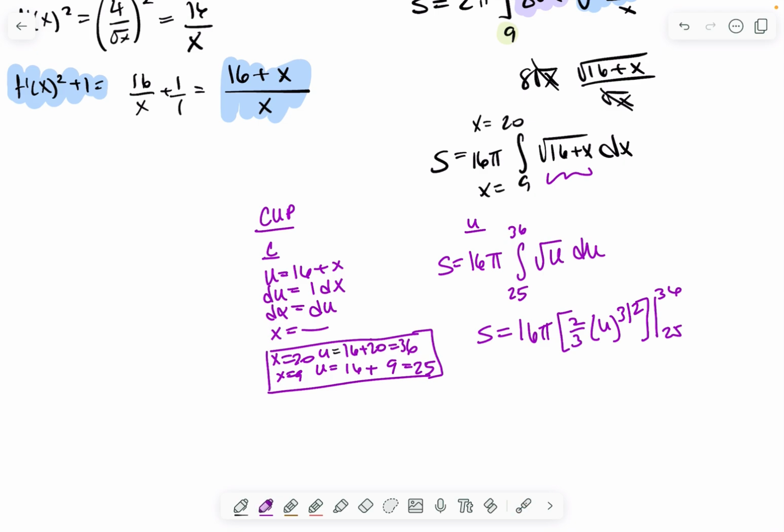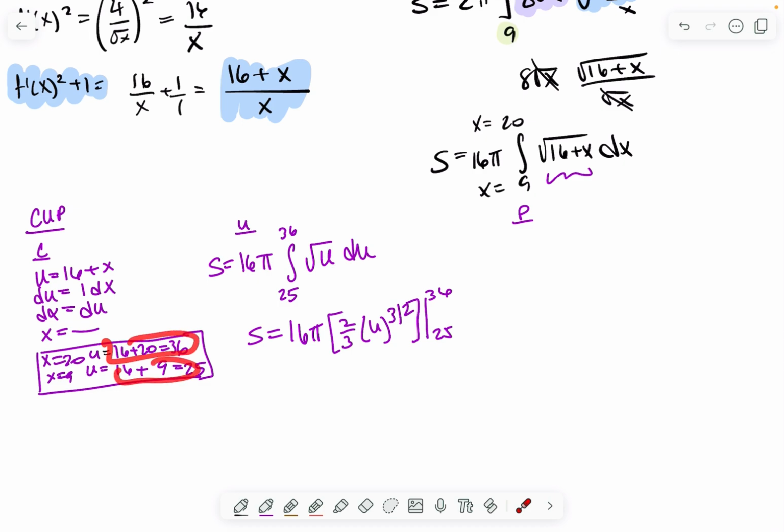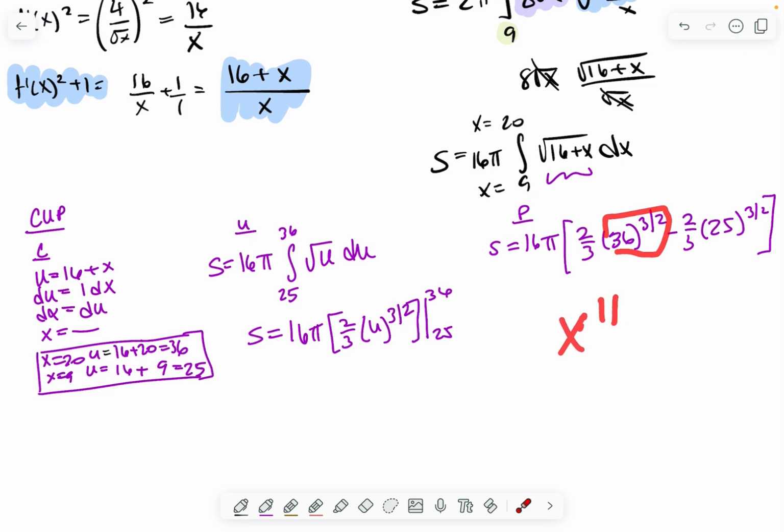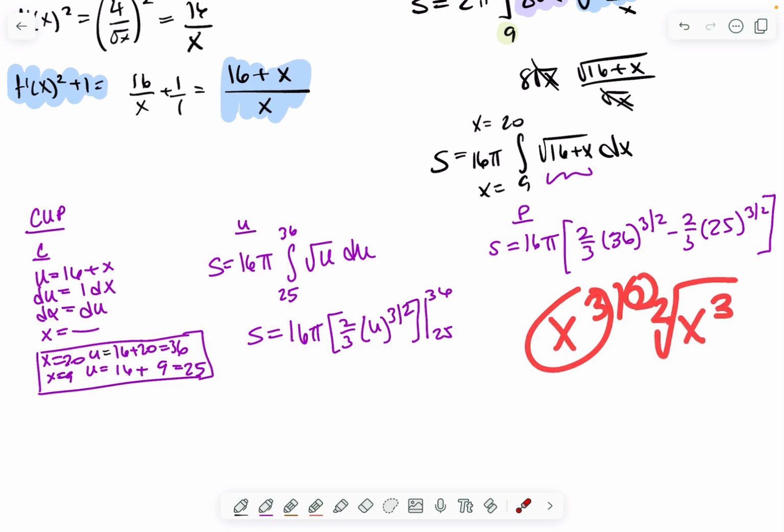All this times 16 pi, and then the last part in u-substitution is to plug your u back in. In this case, since we already have our u's, these are our u's, we plug those u's in. So that's 2/3 36 to the 3/2, then minus 2/3 25 to the 3/2. Recall your algebra skills. If you have x to the 1/2, we know that's square root of x, and that 1 stays next to the x, and then this on the outside is 2 because square root. Well, similarly, if you have x to the 3/2, the x and the 3 stay together, and then you do root of whatever number this is, so that's square root of x cubed. But this is equivalent to writing square root of x and then raising it to the 3rd power. So it could stay here, but it could also be out here.